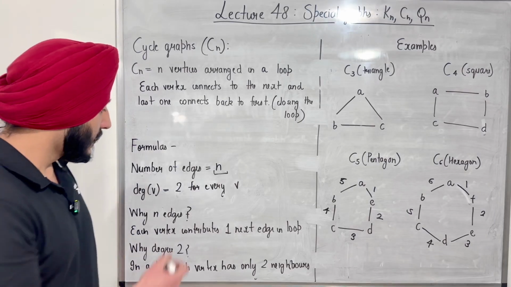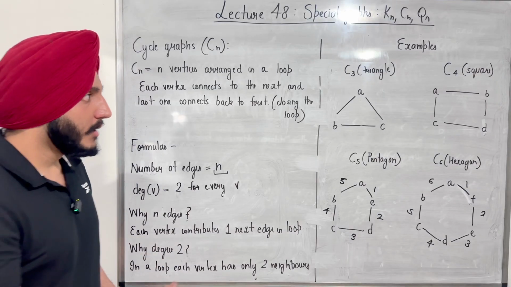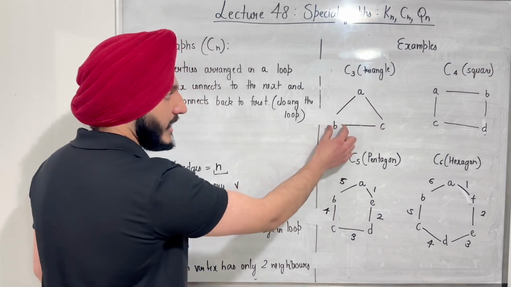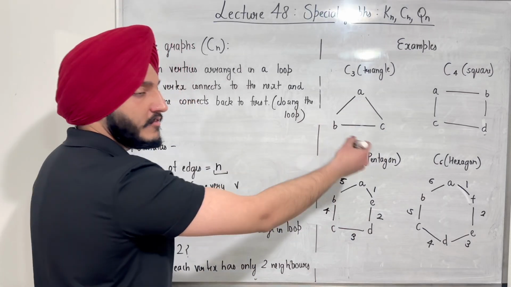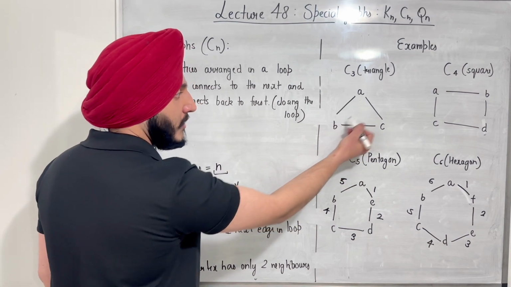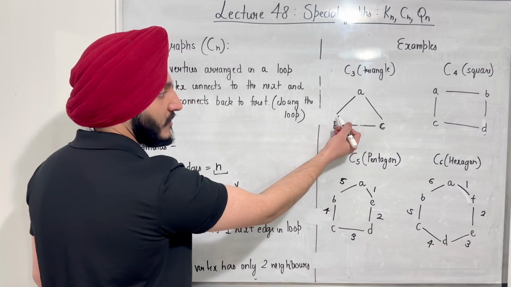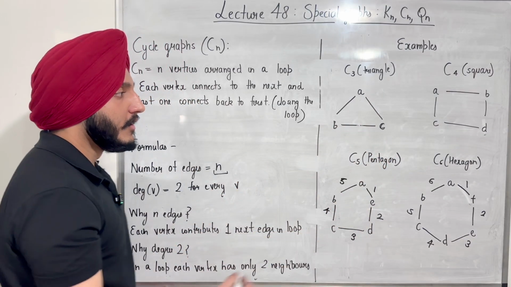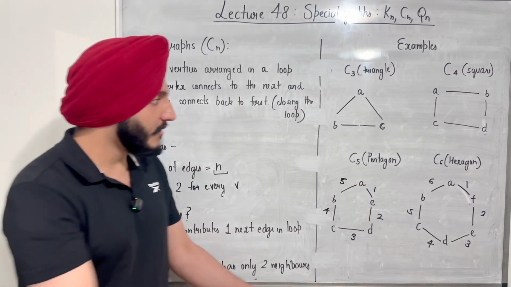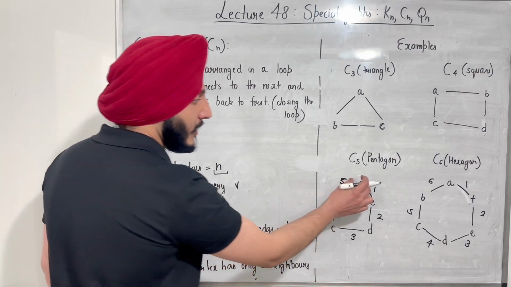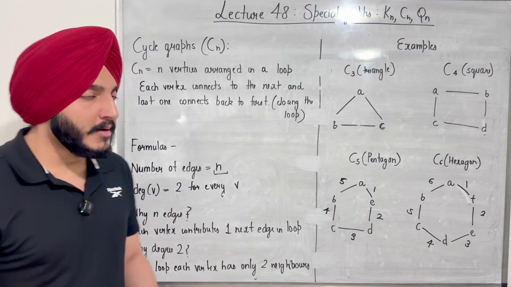Okay. Second point is the degree is 2 for every single vertex. The reason is very simple, because every single vertex is connected to one next one and one previous one. So A is connected to B. If you're going in this direction, your next one would be B and your previous one would be C. If we reach B, then previous to B was A and B's next is C. So in a loop, each vertex has only 2 neighbors. If you look at any of these examples, every single vertex just has 2 neighbors. Okay, I hope you were able to understand.